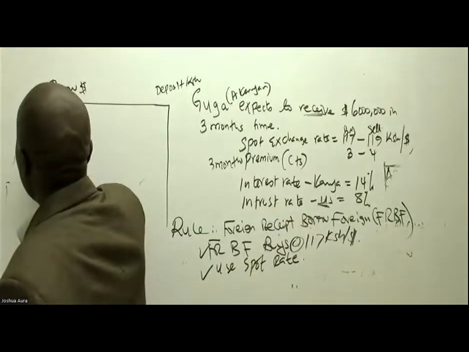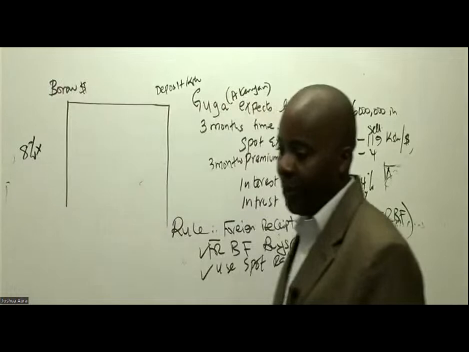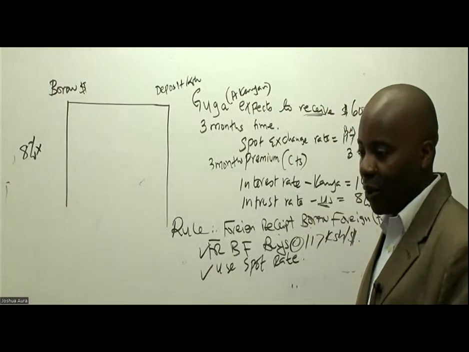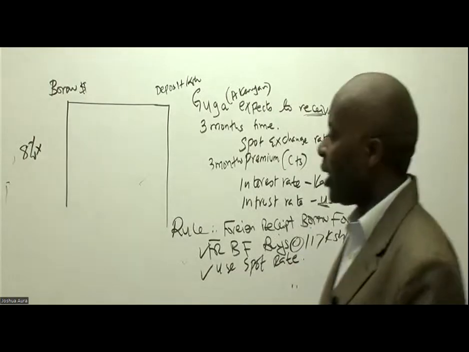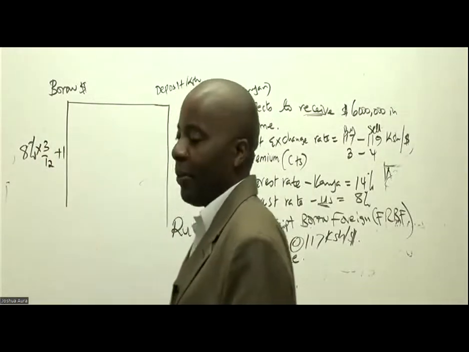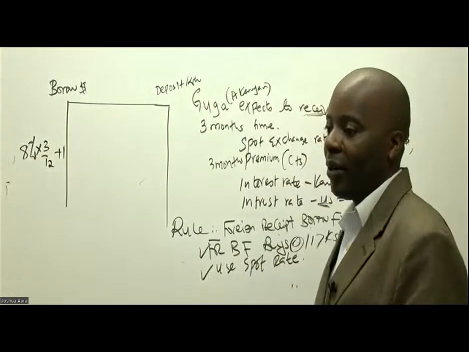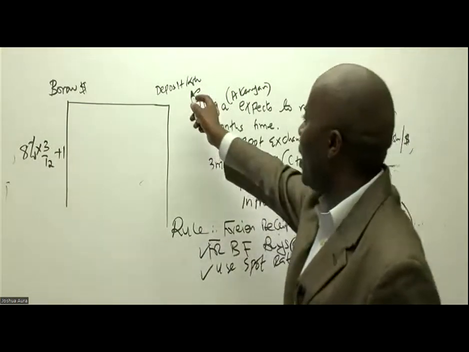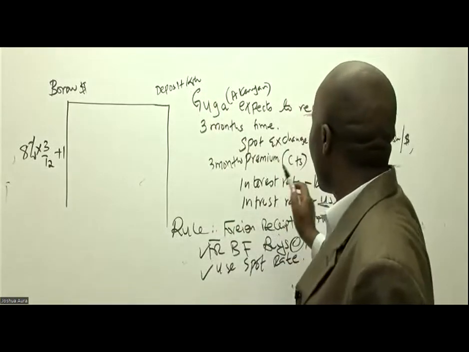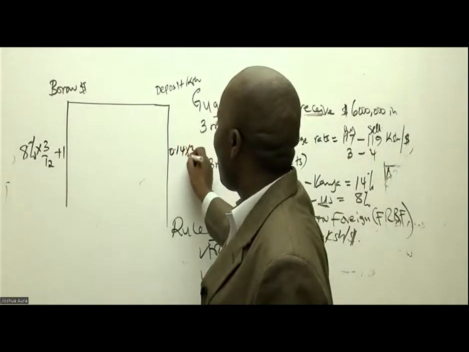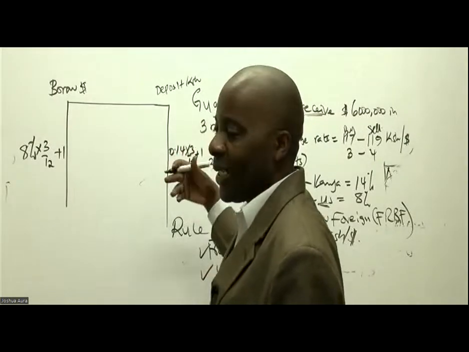So borrowing the dollar, we know the interest rate here, US dollar, it's 8%. So 8% times what over what? Times 3 over 12, isn't it? Times 3 over 12, plus 1. Great. And then we have depositing the Kenya shilling. Kenya interest rate is 14%. So 0.14 times 3 over 12 plus 1, or 14%, doesn't matter really.